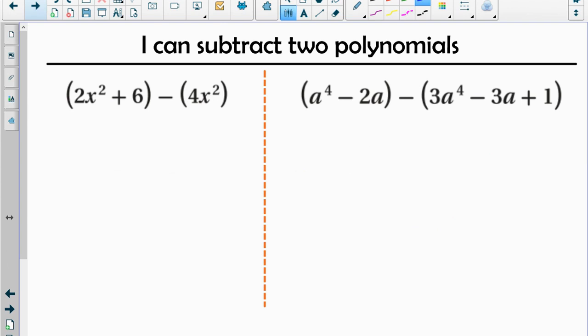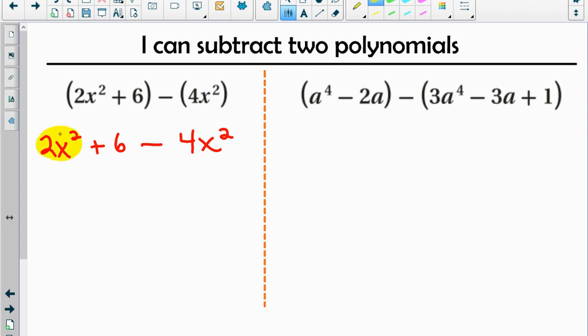Now, when we look at subtracting polynomials, it's a little bit different with subtracting. I start with my first polynomial, and now I need to subtract the second polynomial. And now it's just a matter of combining like terms.